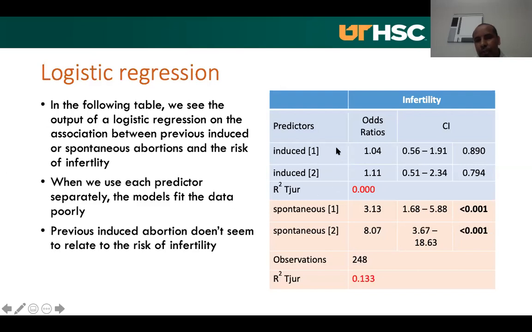For examining the association between the number of previous induced abortions and the risk of infertility, as you see, there is no statistically significant association. The odds ratio is 1.04. It's not very far away from 1. And the 95% confidence interval ranges between 0.56 and 1.91, and it includes the null odds ratio of 1.